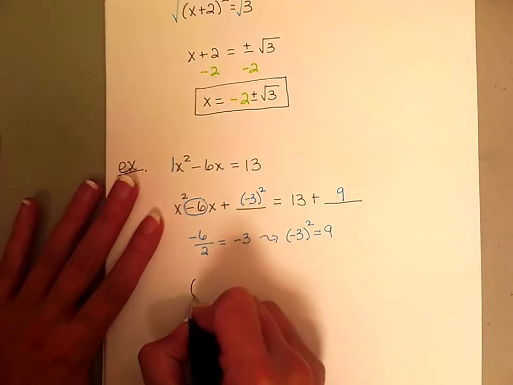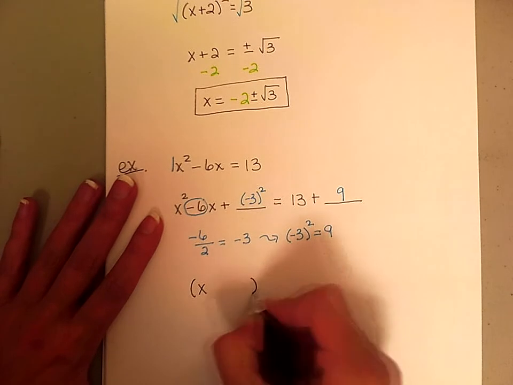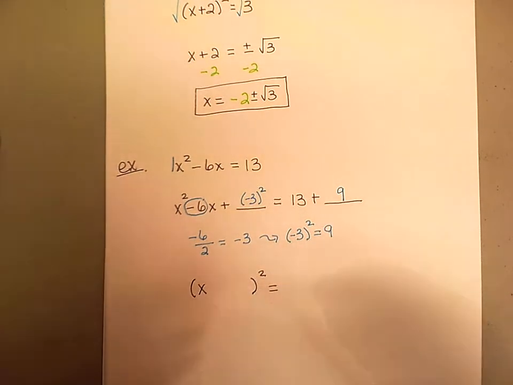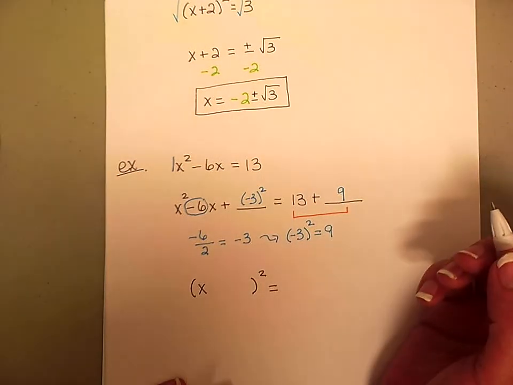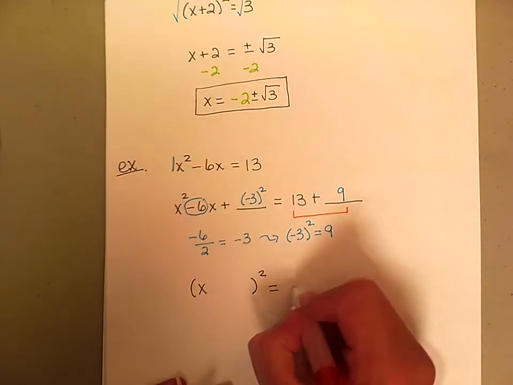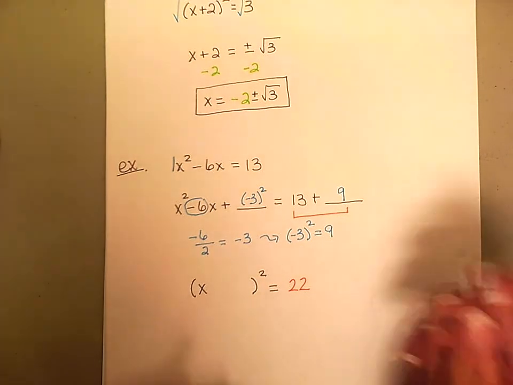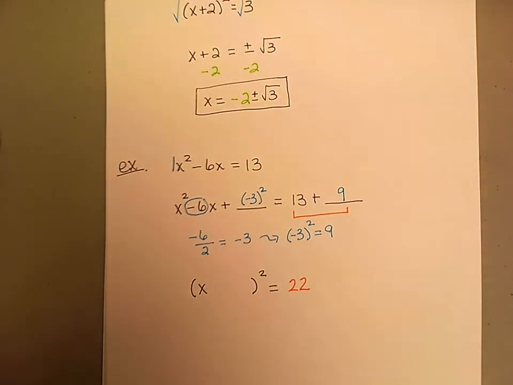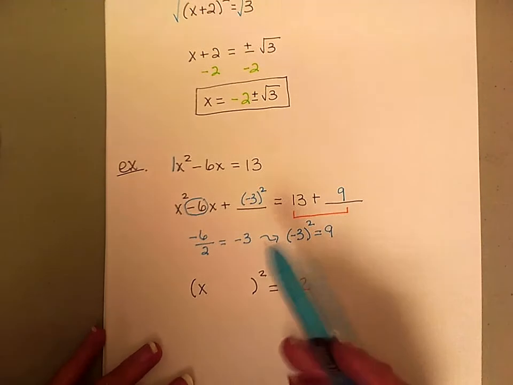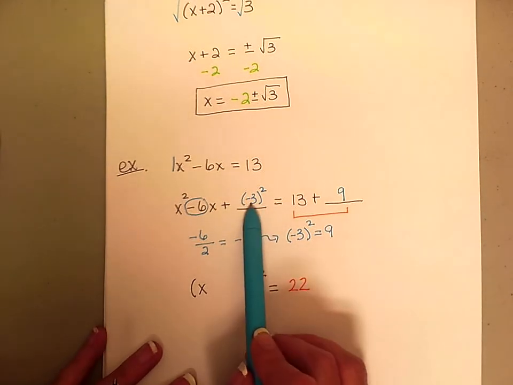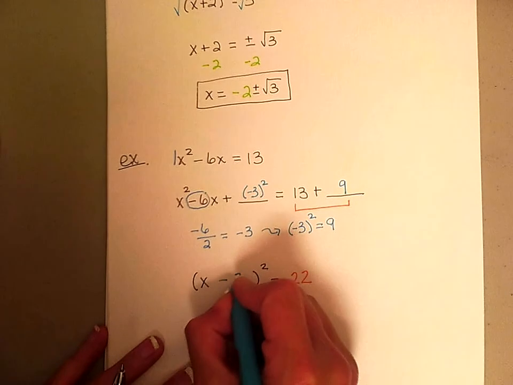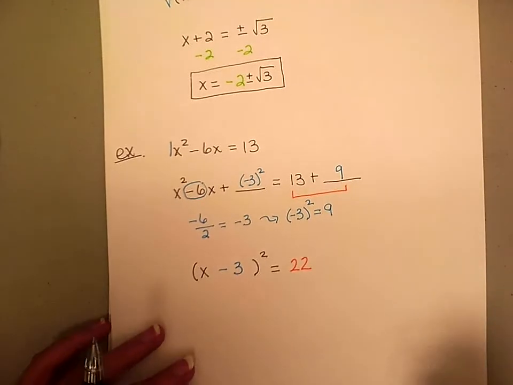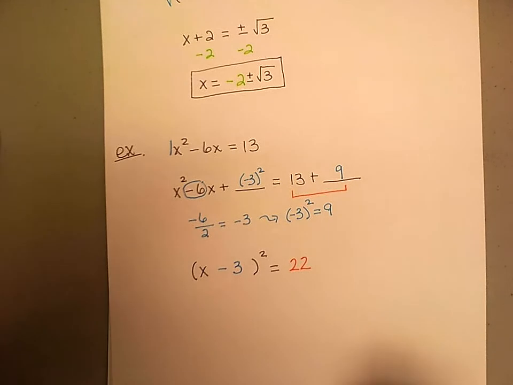And now I know that this will collapse into x, some quantity squared, is equal to 9 plus 13, which is 22. And here's specifically why I write it this way. By leaving the negative in here, I know then that this collapses into x minus 3 squared. You can do it any way you'd like to do.